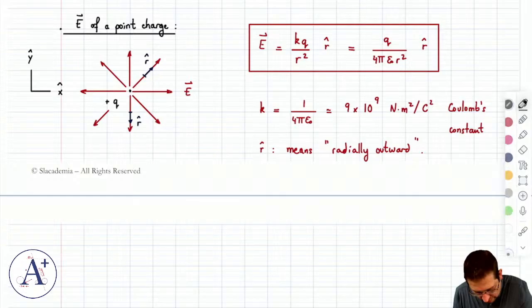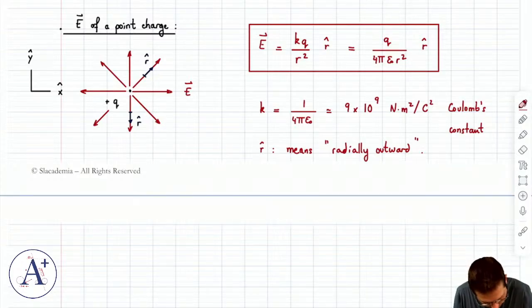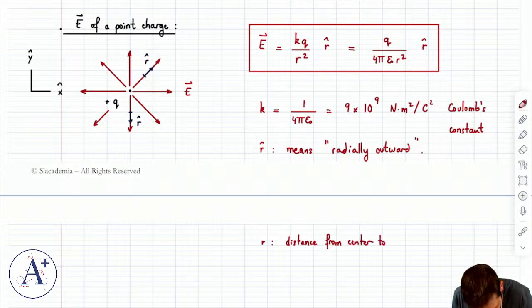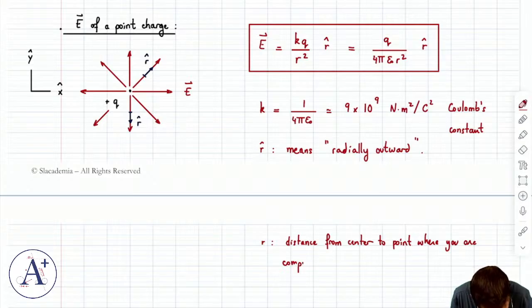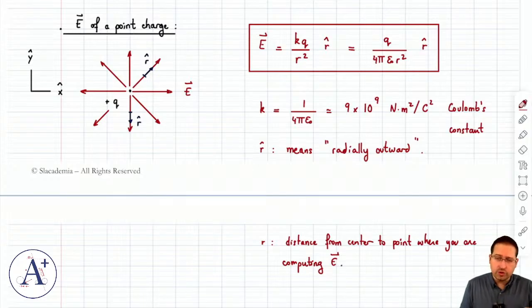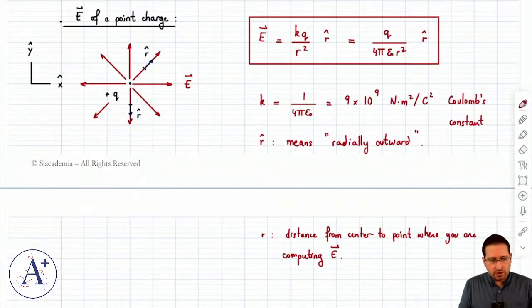But the idea is that if you know q, and you know the distance r from the center to the point where you are computing E. Okay, and we'll do an example to illustrate this, but this is all you need to know to compute the electric field created by a point charge.